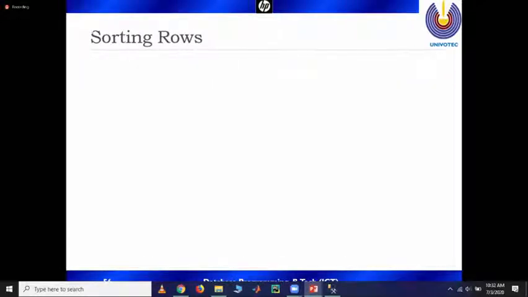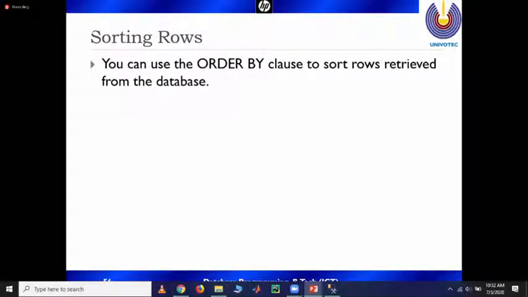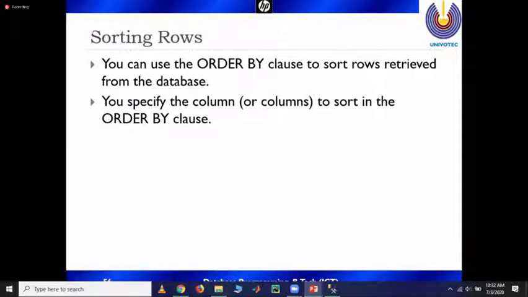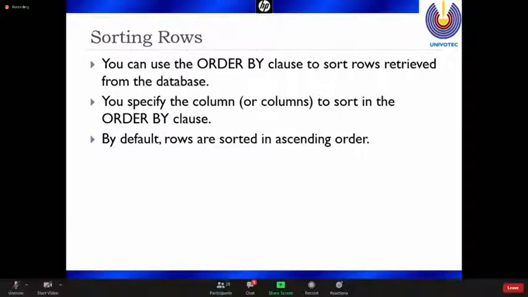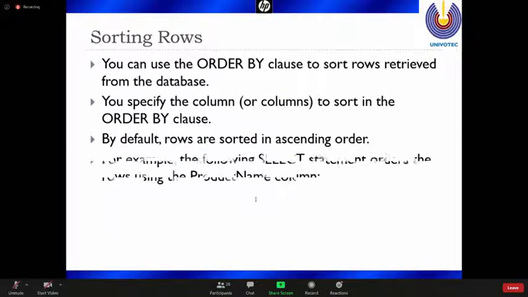Sorting rows. For some purpose we want to sort the rows, then you can use ORDER BY. To sort rows retrieved, use ORDER BY. Usually you use ORDER BY, and the default is ascending order. But if you want descending, then you have to specify descending order. You specify the column or columns to sort in the ORDER BY clause. By default, rows are sorted in ascending order. Don't forget, it's ascending order.